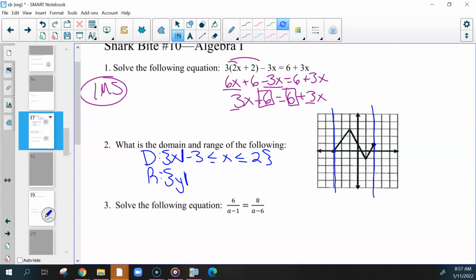And then for your range, we're looking at the lowest point to the highest point. So the lowest point would be at -1 is less than or equal to y or f of x, either or. And the highest is 3. Yes. Questions on our domain or our range?